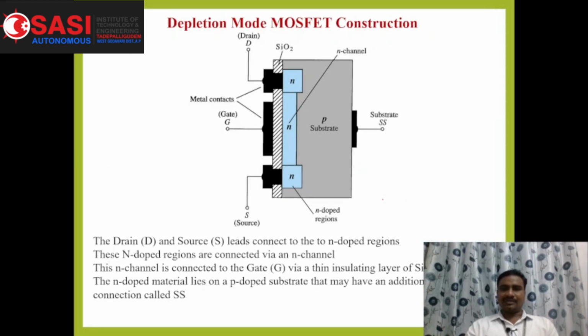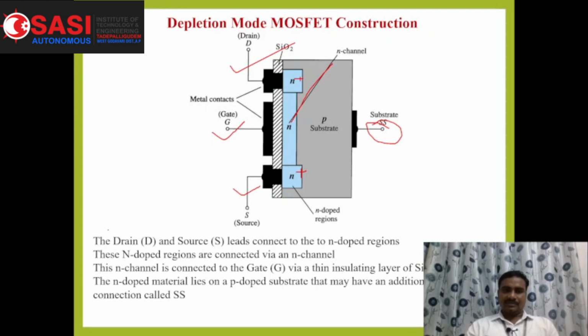So this is the representation of the construction of the depletion mode of operation of MOSFET. In this we can observe that there are three metal connectors: gate, source and drain. Here N is nothing but N plus, highly doped. Two such regions are taken, and these two are connected with the N channel and attached with the P substrate. That will be represented by SS. The substrate is the metal connector represented with the SS.